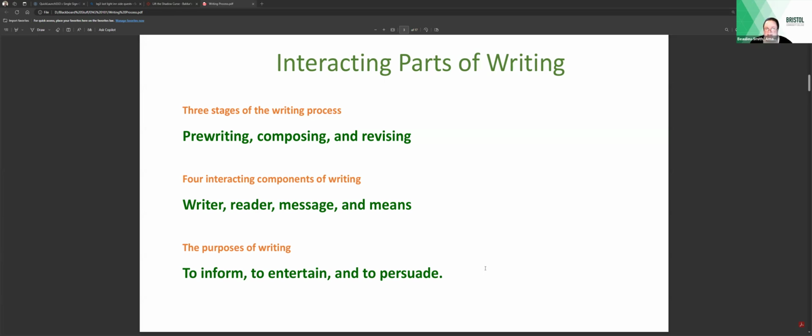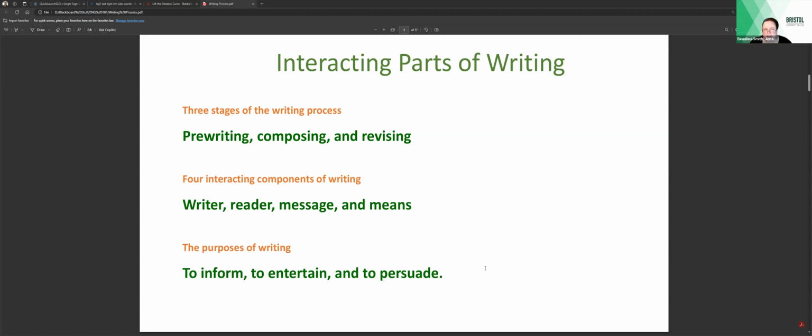There's the message. This is another interacting component of writing: what exactly is your message? What ideas are you trying to get across to the reader? And then, of course, we have the means. Is this going to be a written paper? Is this going to be something that you say out loud?